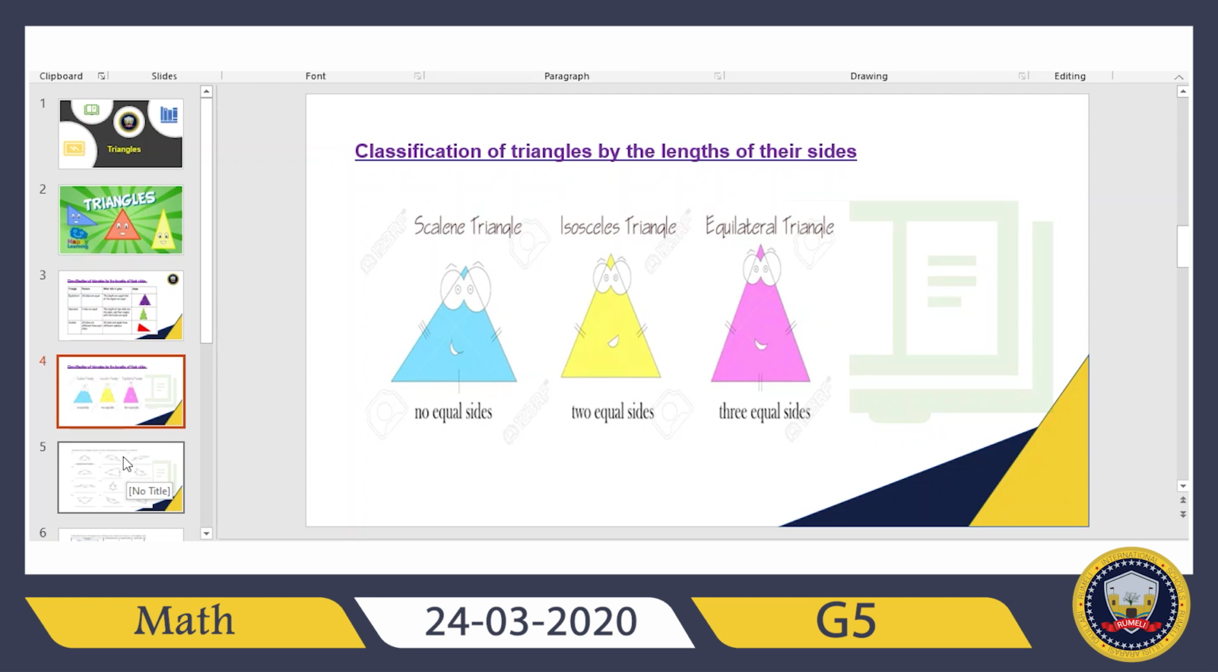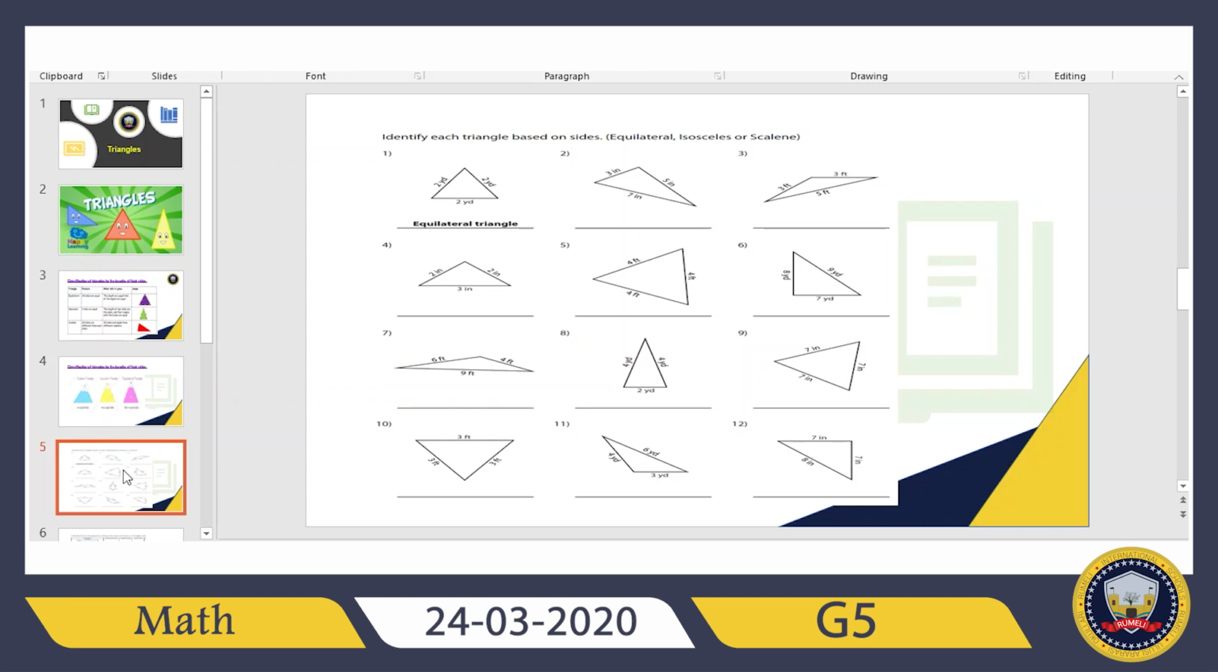Let's take an exercise in order to clarify it more. Identify each triangle based on the sides: equilateral, isosceles, or scalene. Here I have a triangle, 2 yards, 2 yards, 2 yards. So each side equals 2. So the first problem is answered already. It's an equilateral triangle because all sides equal 2 yards.